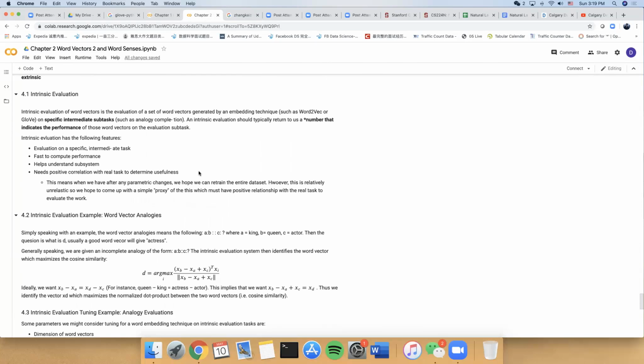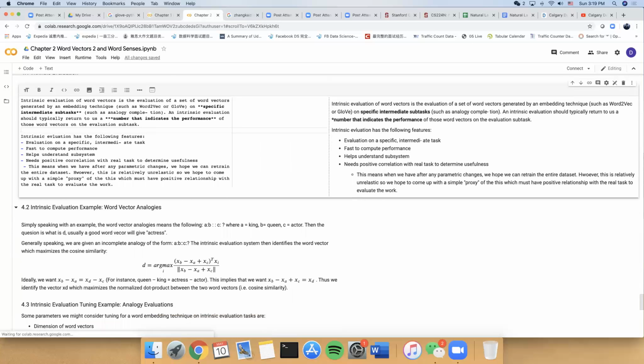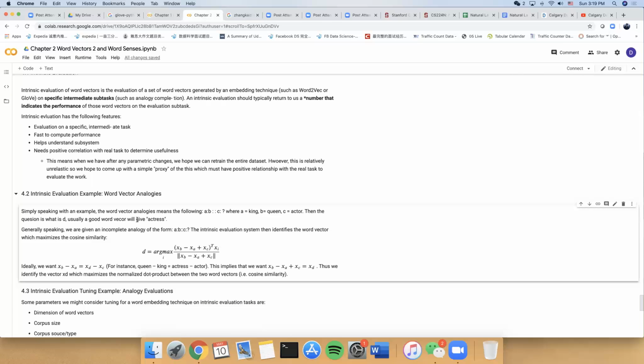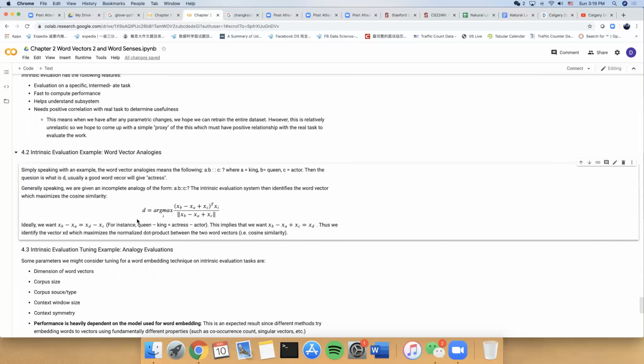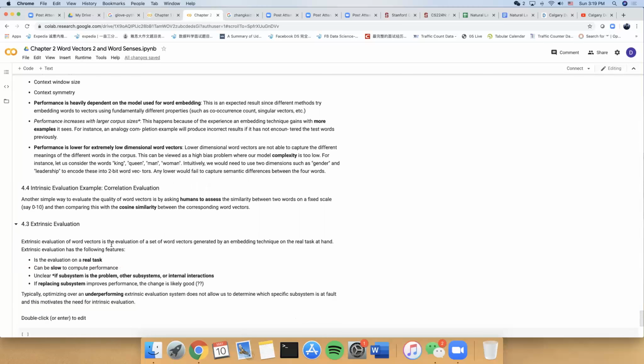So basically the goal of that kind of intrinsic evaluation is really simple. It's just trying to test whether the model works for the specific subtask, a specific intermediate subtask over here, okay? But this is not the end of the story, because if you want to put that into production, you have to do the extrinsic evaluation.